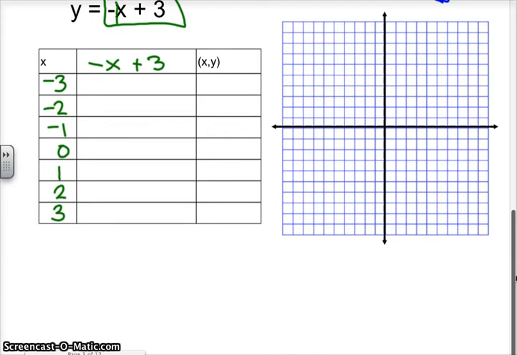When you say negative x, it just means do the opposite. Okay? So negative and negative 3, what does that turn into? If you see two negatives, what's that turn into? Yeah, so this just turns into 3 plus 3, which equals 6. So I have the point negative 3, 6.